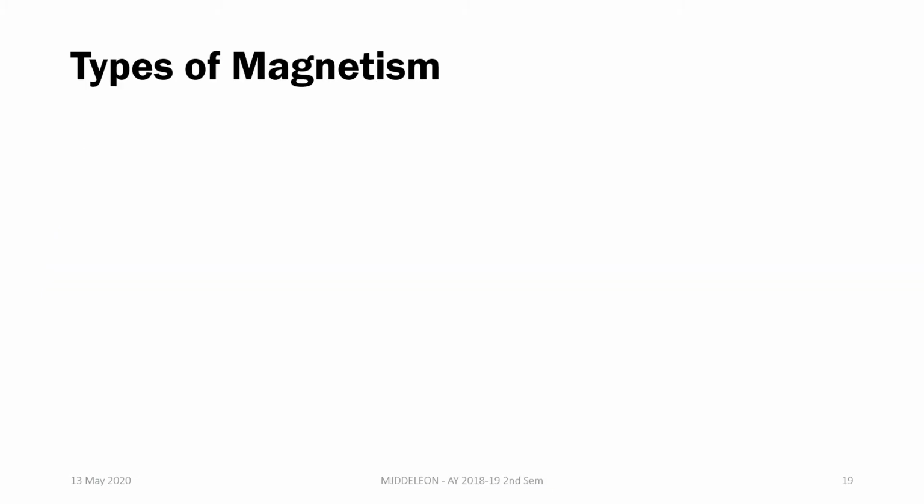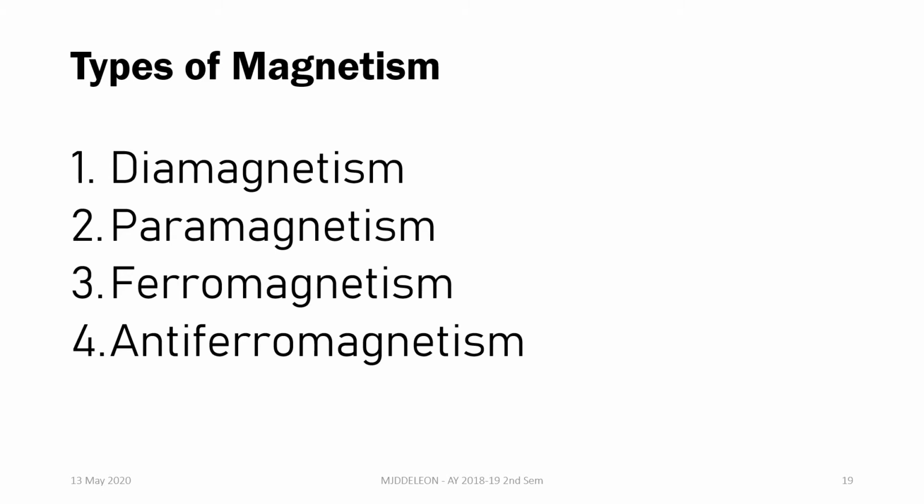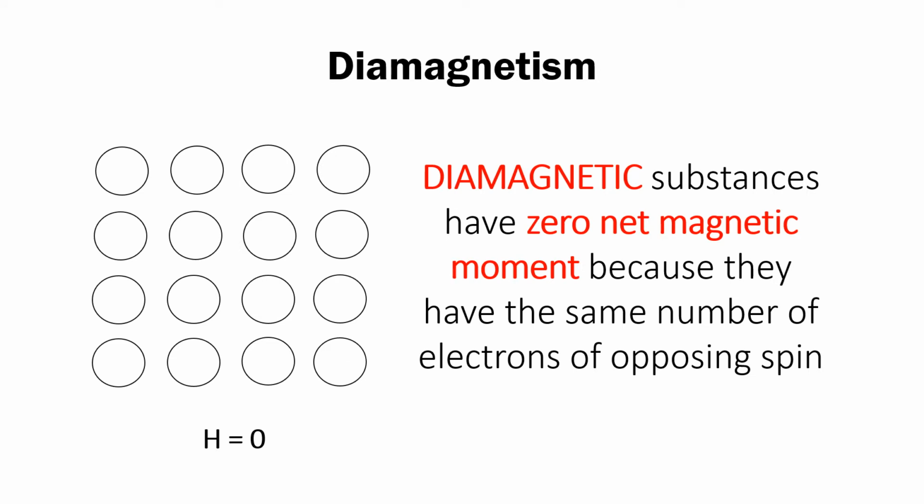So now let's look at the different types of magnetism possible for our materials. We're considering 5. In this case, we have diamagnetism, paramagnetism, ferromagnetism, antiferromagnetism, and ferrimagnetism. First, we have diamagnetism. If your material is diamagnetic, there is zero net magnetic moment because the electron spins up and down are the same in number. So they cancel out and you have zero net magnetic moment for that material.